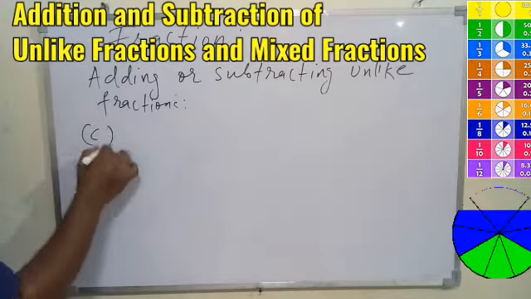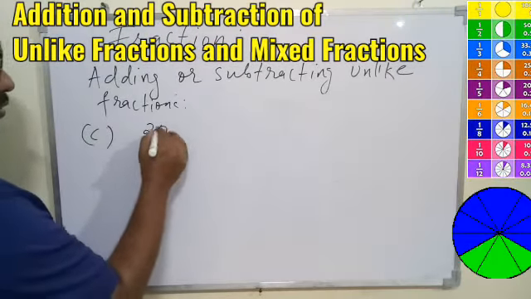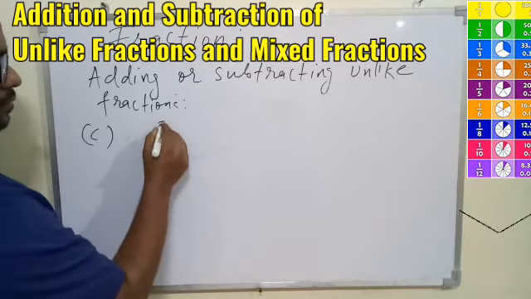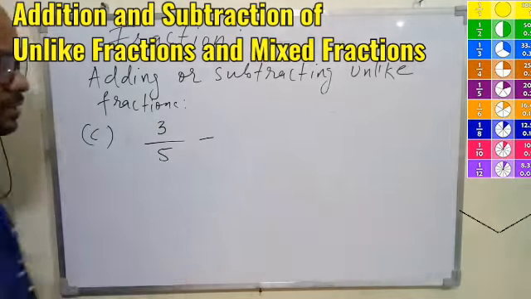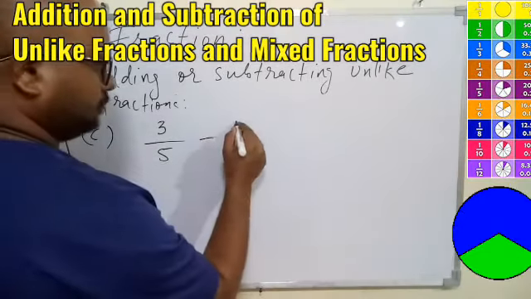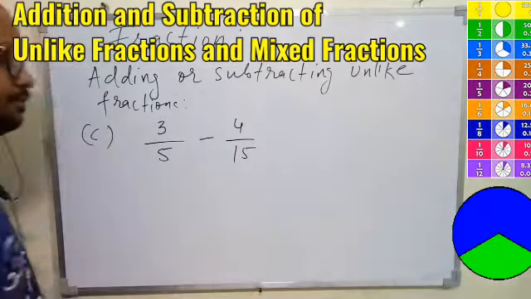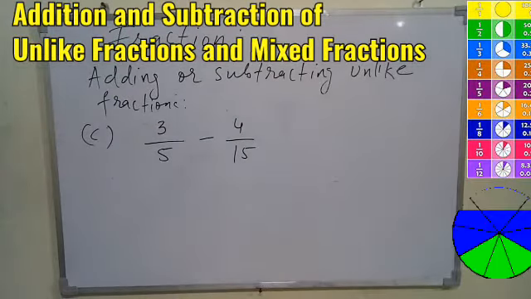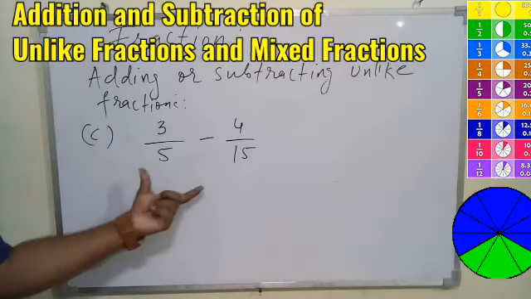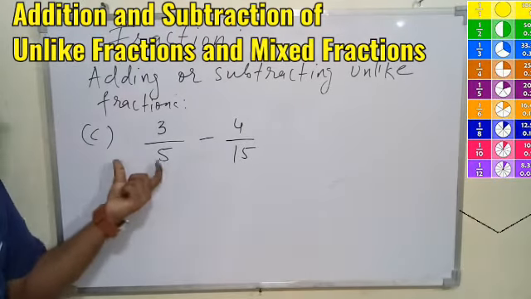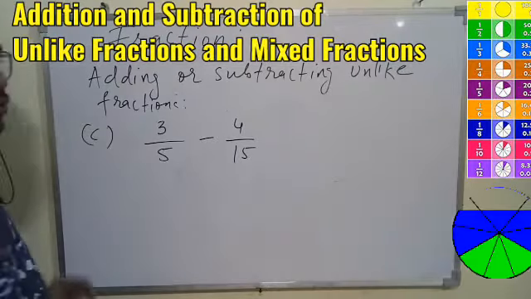Now let's go for one subtraction also. So let's take 3 upon 5 minus 4 upon 15. So let's try this. So we are having 3 by 5 minus 4 by 15. So again we are having unlike fractions. One denominator is 5 and one is 15, so they are not like. So what is to be done?